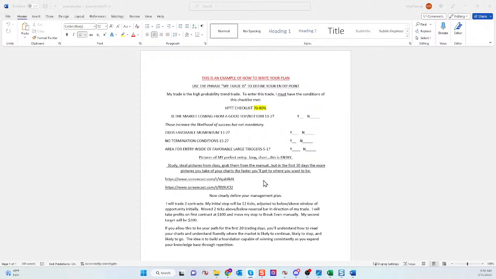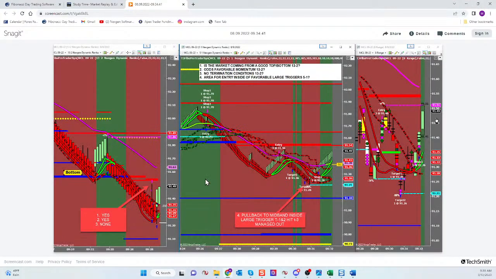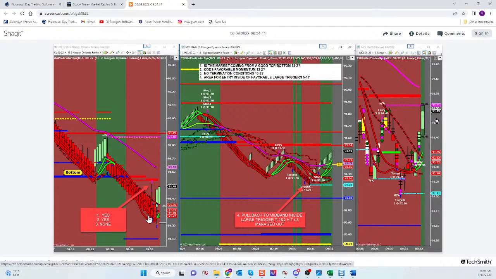But guys, in the first 30 days, the more pictures you take, the faster you're going to get to where you want to be. The more pictures you take and present, the quicker your chart reading is going to excel. What's my perfect trade? Well, let's click right here from my plan. It's odds favorable momentum. It's no termination conditions. And it's a pullback to the area of support inside of favorable large triggers. I have it visually right there.